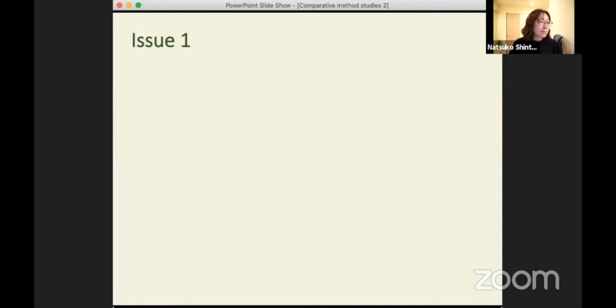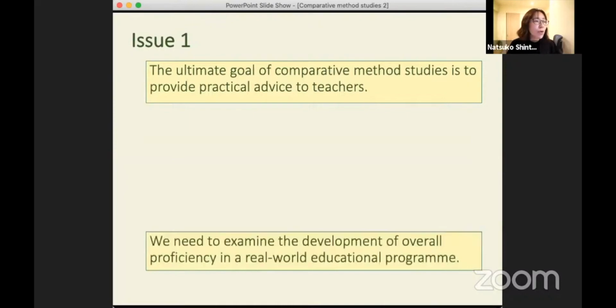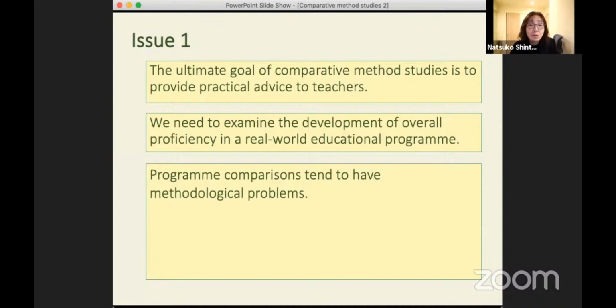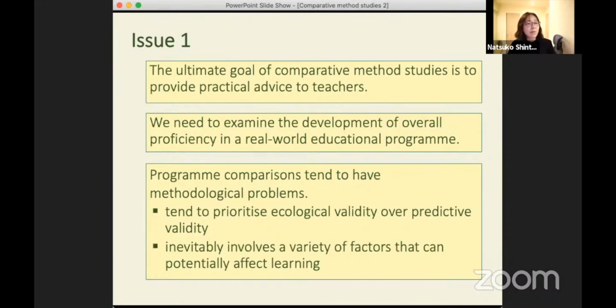But we still have problems. As the ultimate goal of comparative method study is to provide practical advice to teachers, we also need to know whether TBLT can be superior in developing learners' overall proficiency in a real-world educational program. However, as we have seen, program comparisons tend to have methodological problems due to the nature of such studies, because they need to prioritize ecological validity over predictive validity. Implementing approaches inevitably involves a variety of factors that can potentially affect learning. So controlling all potential factors is not realistic for this kind of study. So this is really a fundamental issue.